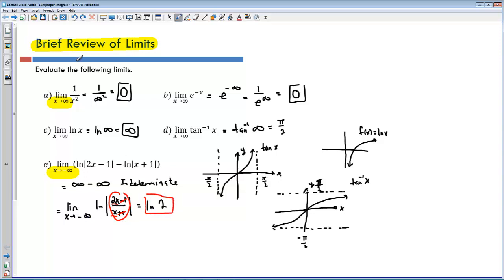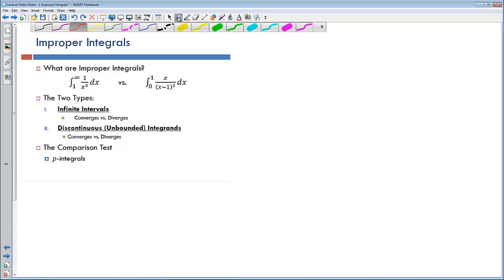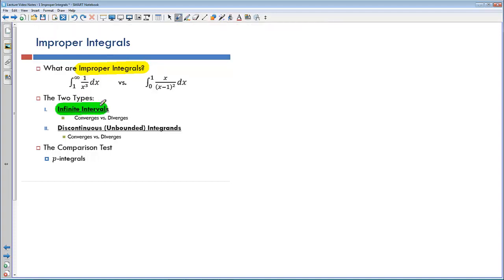All right, so that was just a brief review of limits, because today what we really want to focus on are what are called improper integrals. So what are improper integrals? There are two types of improper integrals. There's one where you have infinite intervals. So that's like this example right here. You'll notice that infinity is in your interval right here.